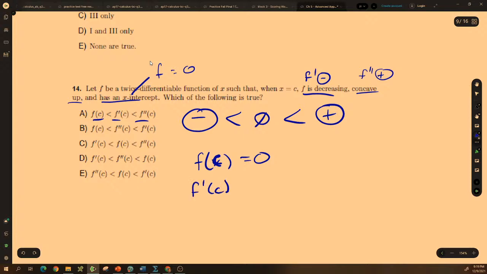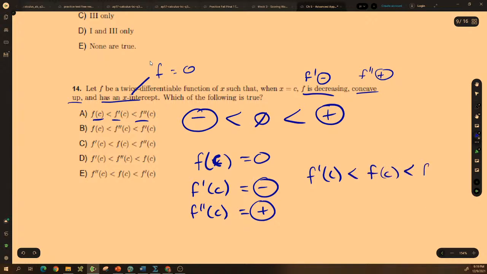F prime of c, well, it said the graph was decreasing, so that's negative. And f double prime of c, it said that the graph was concave up, that's positive. So we're going to go f prime of c, that's my negative one, is less than f of c, that's my 0, which is less than f double prime of c, that's my positive one. So I'm looking for f prime first, then f second, and then f double prime third, choice C.